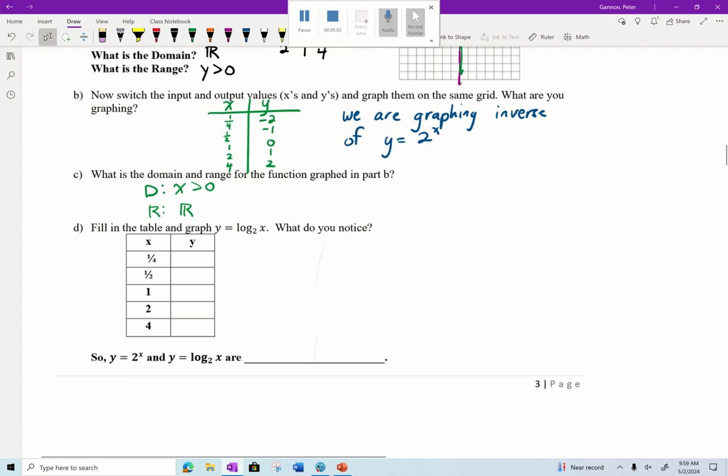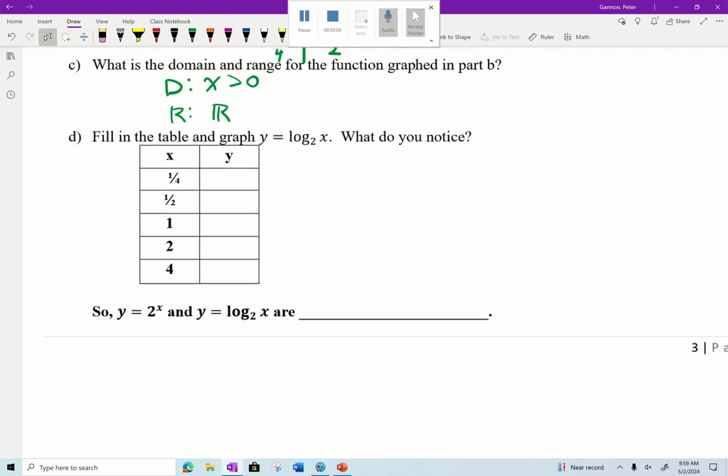All right. Now, over here, it says fill in the table and graph y equals log base 2 of x. So this one for some people is going to be a little hard to conceptualize at this point, but we're plugging in x values. So, when you plug in 1/4, the y value is going to be log base 2 of 1/4, log base 2 of 1/2, log base 2 of 1, log base 2 of 2, and log base 2 of 4.